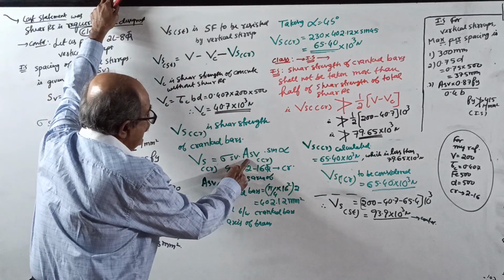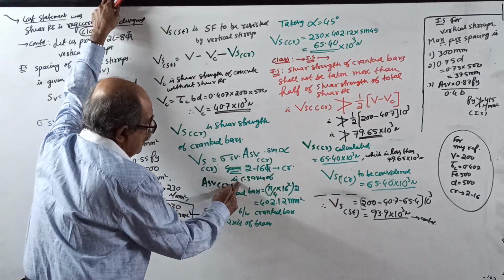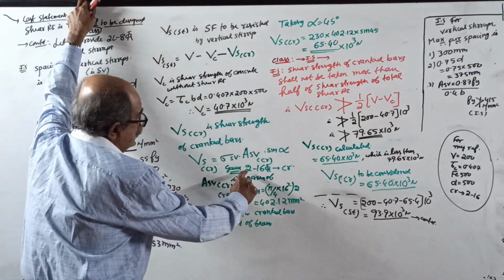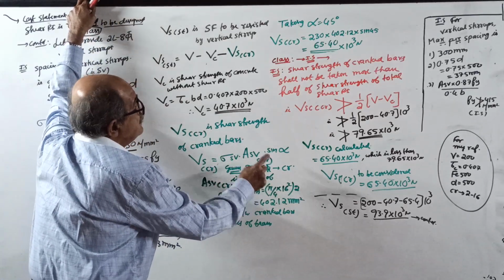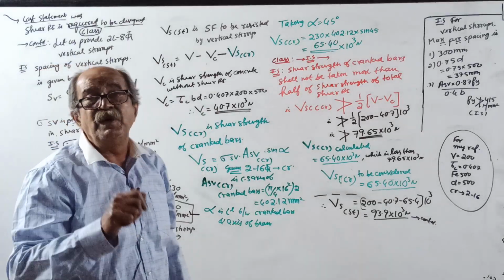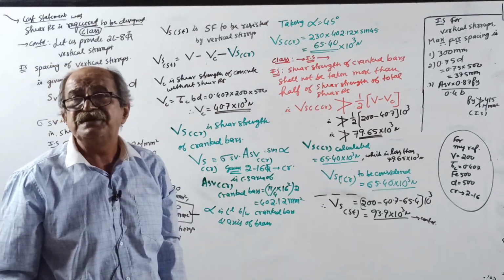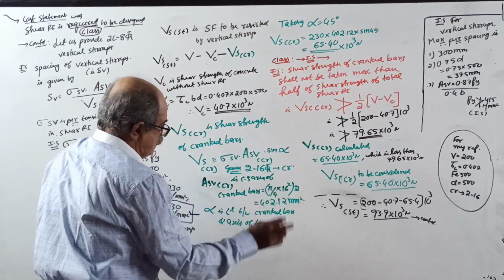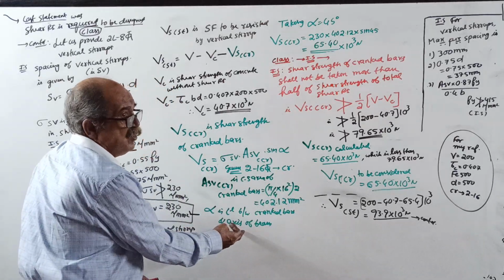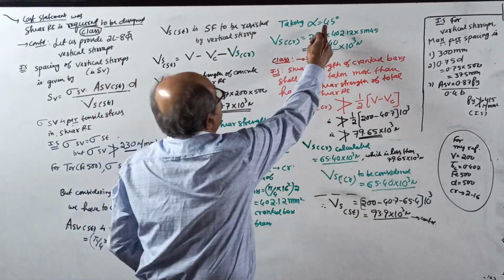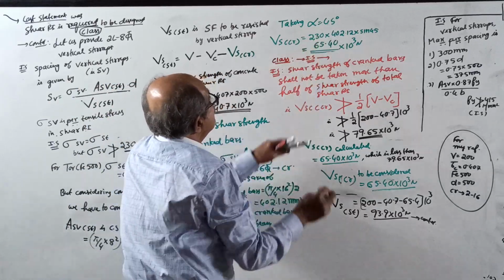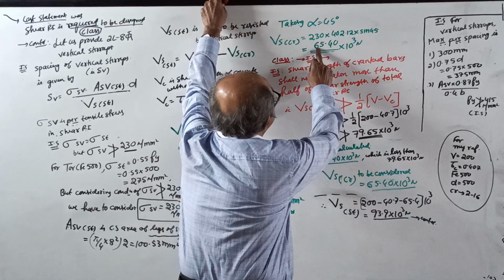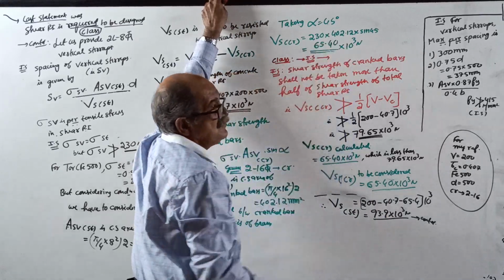Then ASVCR is the cross-sectional area of cranked bars. In the question I gave 2 cranked bars of 16 torr available. Pi by 4 of 16 square into 2 is 402.12. Alpha is the angle I told last time. Take alpha as 45 degrees, substitute sigma SV, ASVCR, sin 45, and it will come to 65.4 kilonewton.